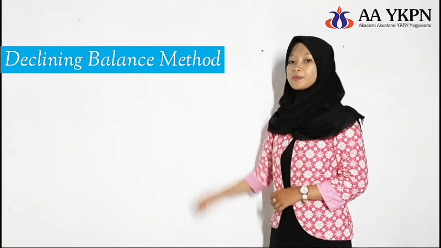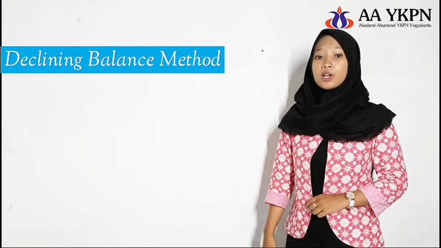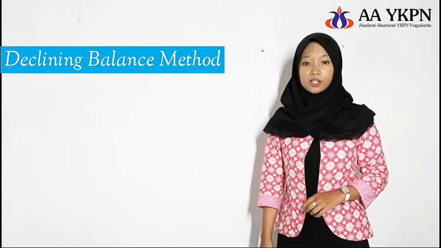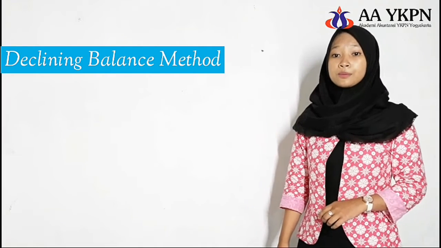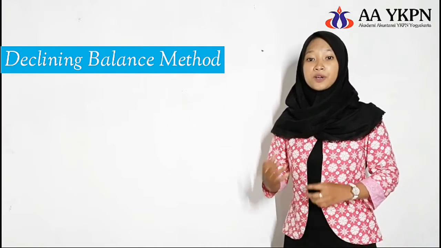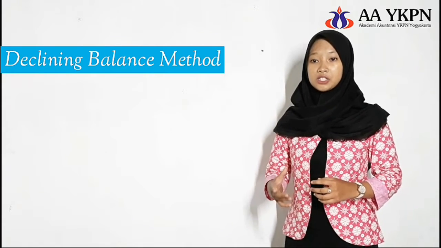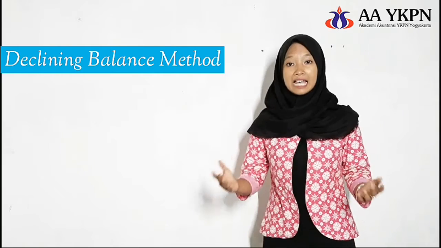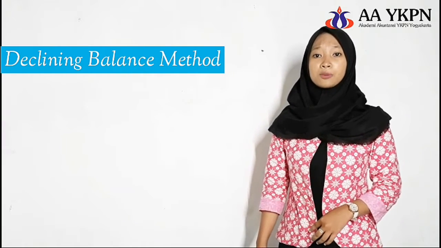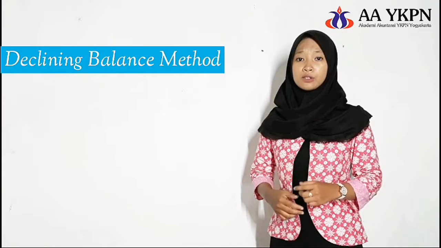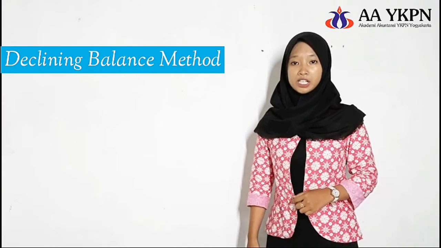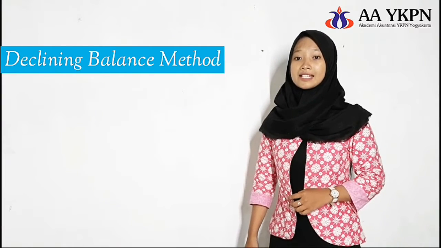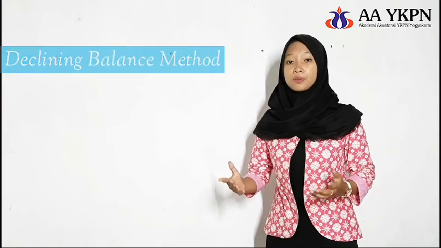Declining balance method. Declining balance method, or often referred to as the reducing balance method, utilizes a depreciation rate expressed as a percentage that is some multiple of the straight line method. Unlike other methods, the declining balance method does not deduct the residual value in computing the depreciation base. The declining balance rate is multiplied by the book value of the asset at the beginning of each period.